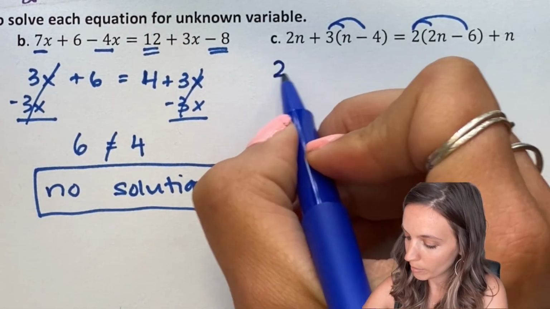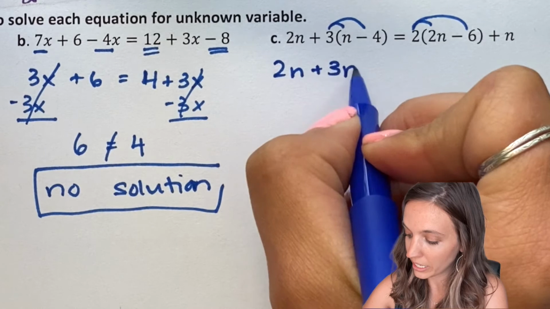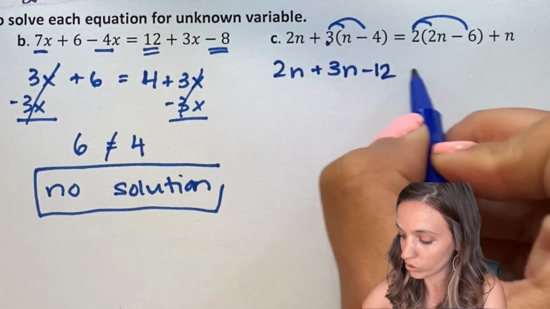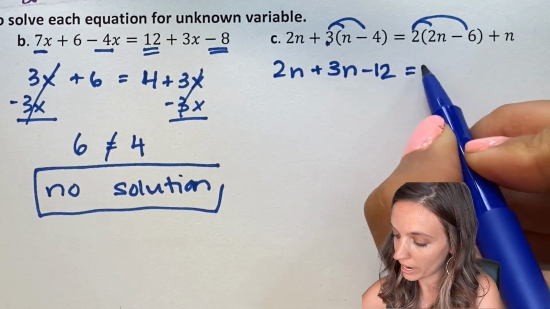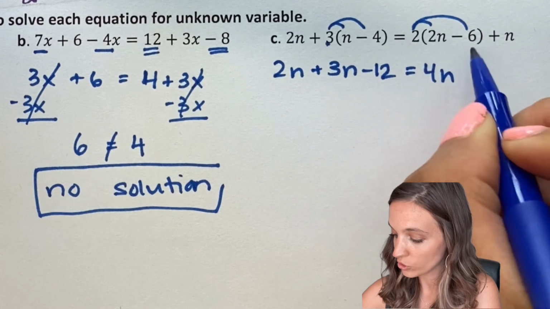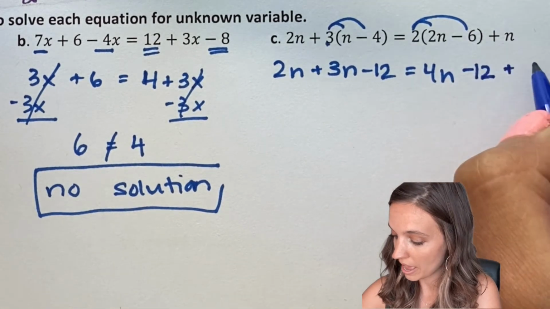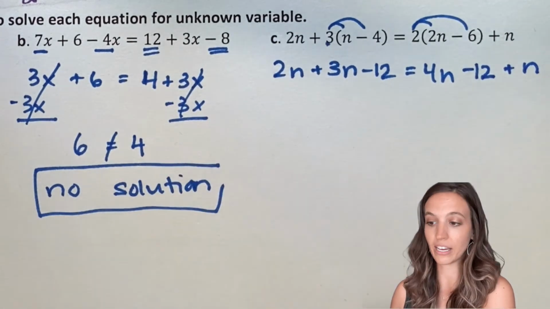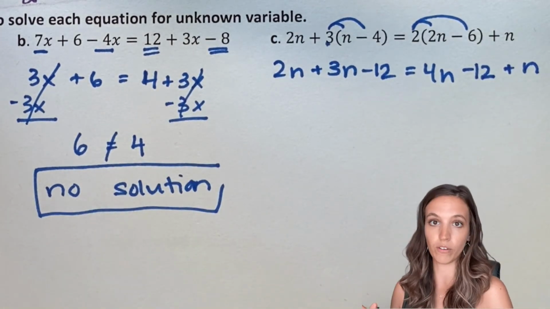So 2n plus 3n, I'm going to be really careful about not writing -4 next. I'm going to go 3 times -4 is -12 equals 2n times 2n is 4n. Again, make sure you distribute that 2 all the way across through both terms. So -12 plus n. Now that I've gotten rid of all my parentheses, I can combine like terms on each side, and then I'm going to be moving variables to one side.